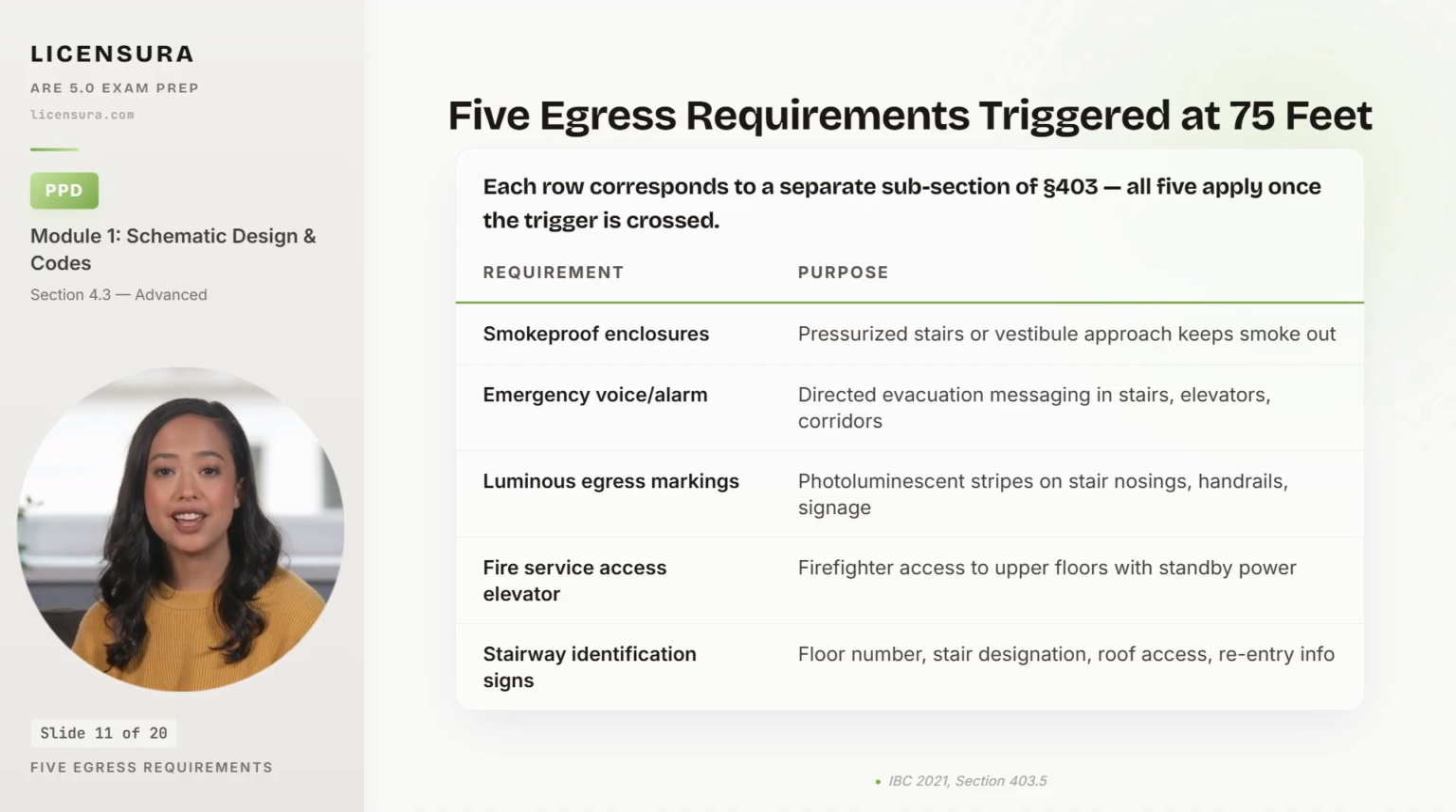Fifth, stairway identification signage on every stairside landing. Floor number, stair designation, roof access information, and clear text about which floors allow re-entry from the stair. 5 separate subsections of Section 403. All 5 apply the moment you cross the trigger. Stairway door re-entry is the rule that saves lives, and it has its own design choice.